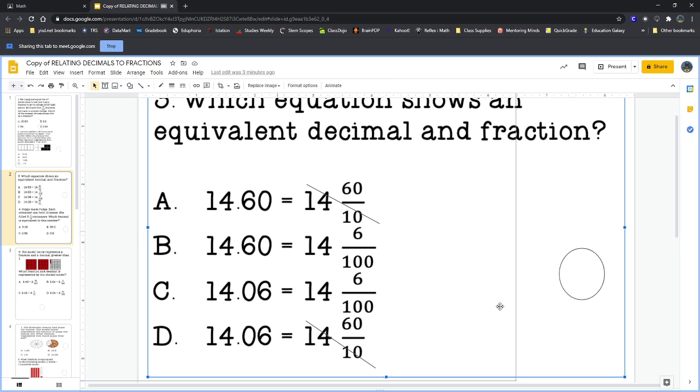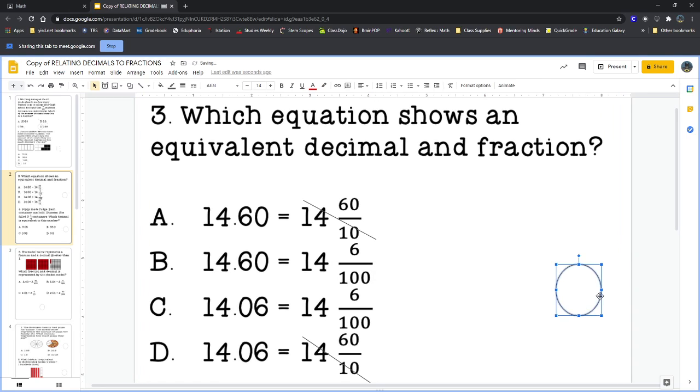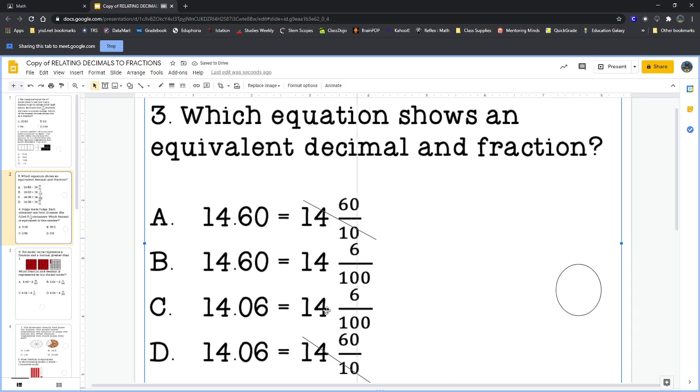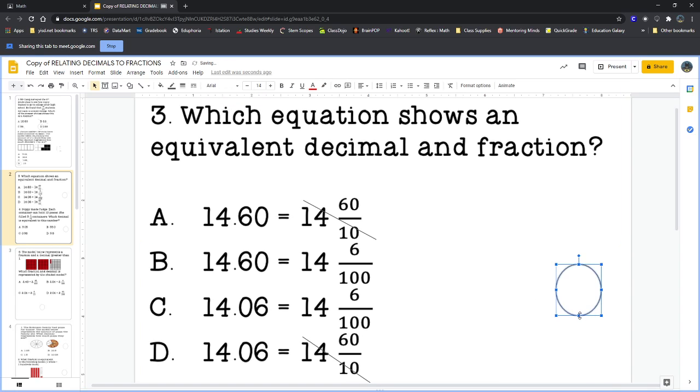Answer choice, oh, hold on. Oops. Answer choice C is the best answer choice. Oh, why do I keep wanting to move that? I don't want to move that. There we go. Answer choice C is the best answer choice for me to pick.